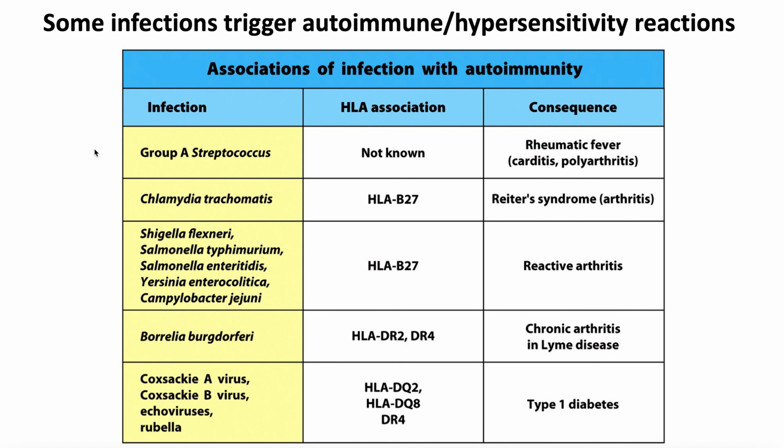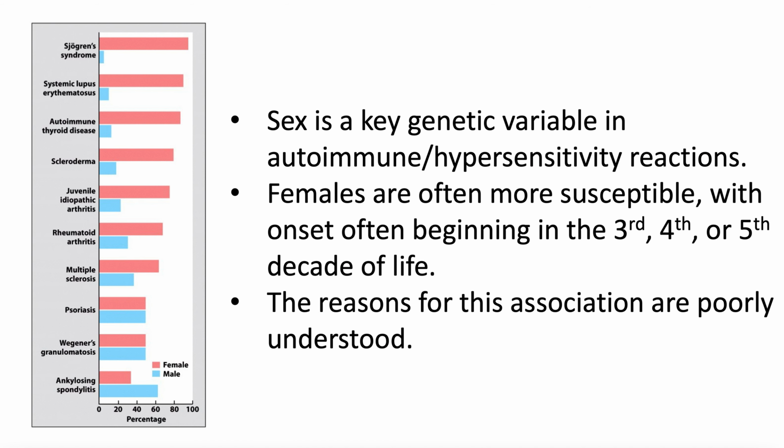There are some infections that trigger autoimmune responses and hypersensitivity reactions, and so I've just shown a list of infections and the types of autoimmune diseases that they are associated with. Again, don't go memorizing this list and the specific associations. I just wanted to make the point that infectious history is important, and infectious history on certain HLA backgrounds could lead to molecular mimicry and the induction of autoreactive T cell responses.